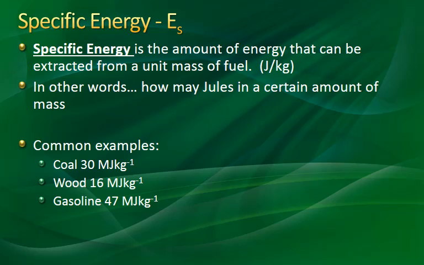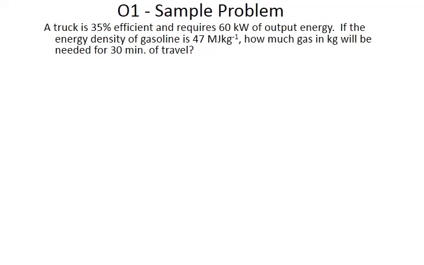Specific energy is a huge idea. This is the amount of energy that can be extracted from a mass of fuel. So how many joules per kilogram you can get. In other words, if you had 1 kilogram of coal and you burned it, you would get 30 megajoules. With wood, you would get 16 megajoules for every kilogram. Gasoline, 47 megajoules per kilogram. And so this is a really helpful way to compare different kinds of fuels.